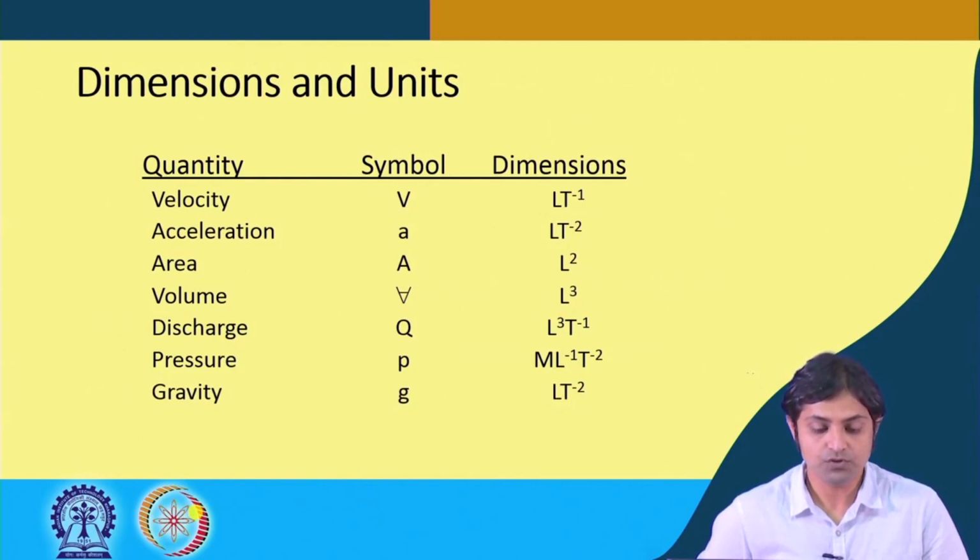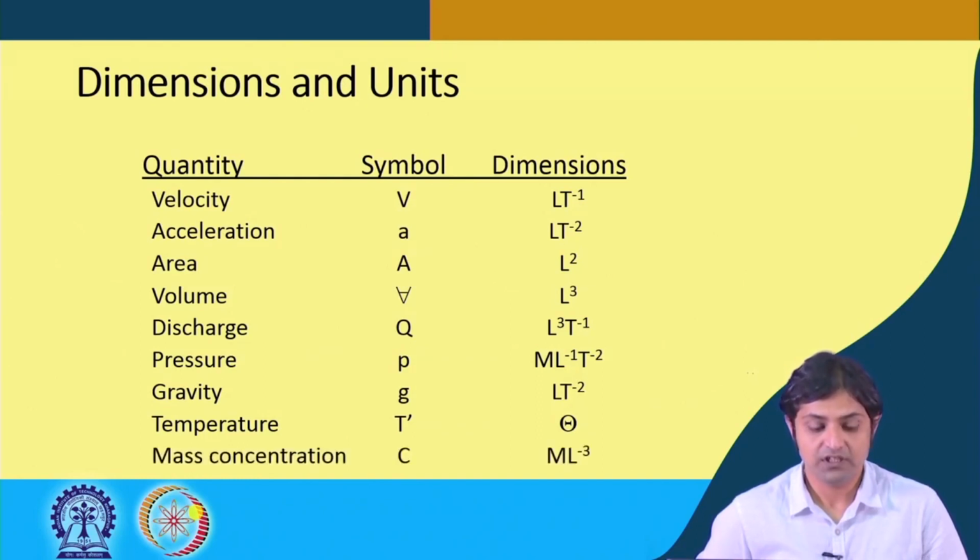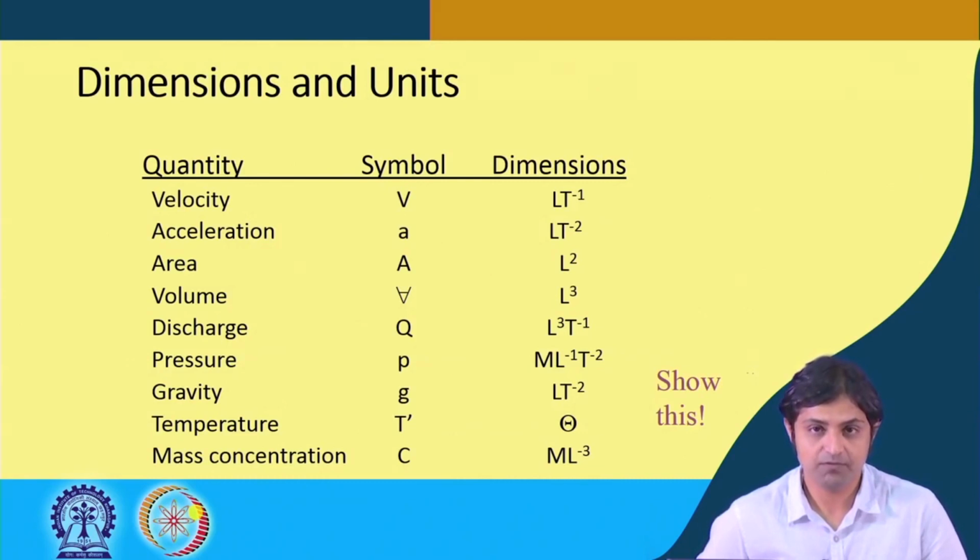So you should be able to show some of these properties by doing this analysis by writing the basic equations. For example, pressure is given by force divided by area. So you can write down the dimensions of force. You can break up force into mass into acceleration divided by area. So mass, basic dimensions you know, acceleration you know, and area also you know. So for example, pressure comes out to be ML^-1T^-2.